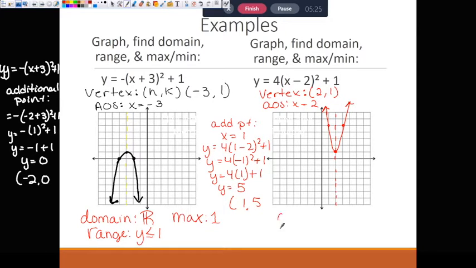So my domain would be all real numbers. My range would be y is greater than or equal to 1. And my minimum is 1.